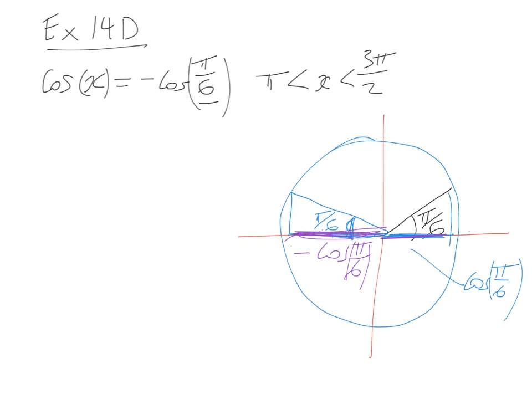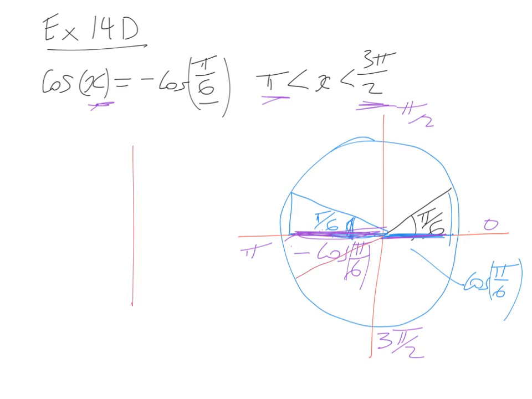But now they tell us that it is between pi and 3 pi on 2. This is 0, this is pi on 2, this is pi, this is 3 pi on 2. So the angle x has got to be somewhere between here. This angle, this one here, is not between here, is it? So where is it? Where can we find it here? Well, it will be over here.